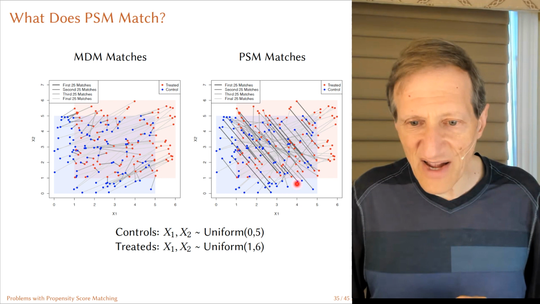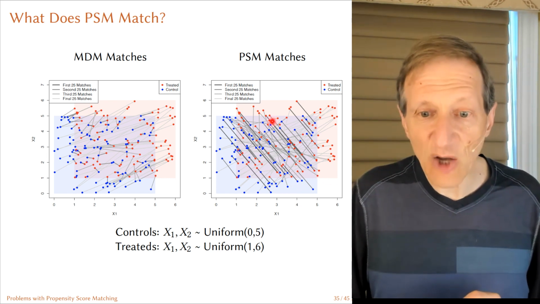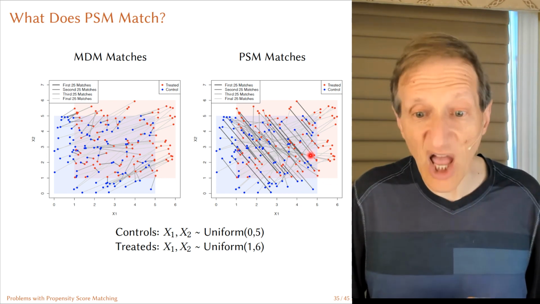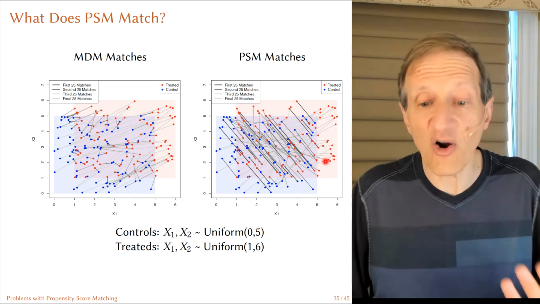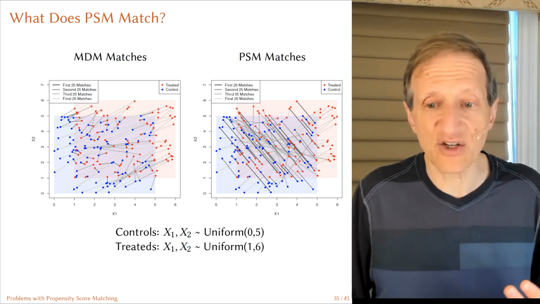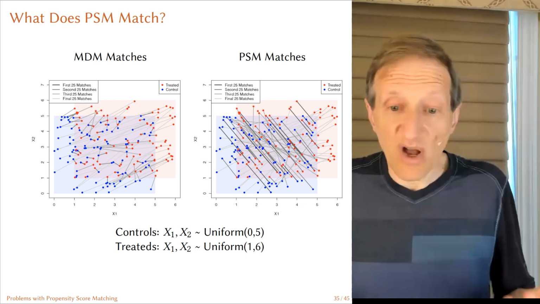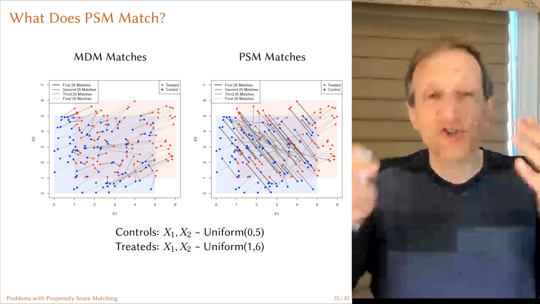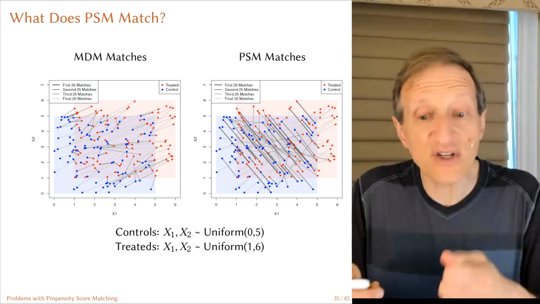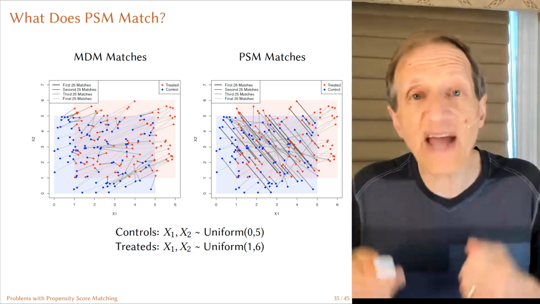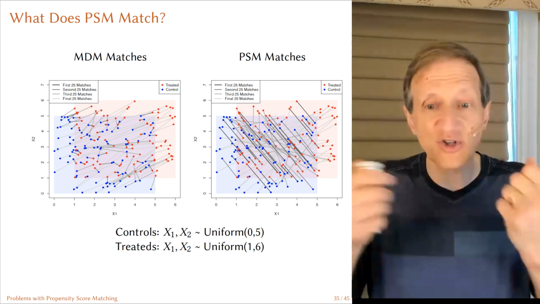And so it finds that this point is close to this point because there's a dark line between those two points, even though they're very far apart in the space of x1 and x2. Now, you might say, well, that's what it's trying to do, right? It's trying to find points that have similar propensity scores, and obviously the reason they were matched is because they have similar propensity scores, so what gives?